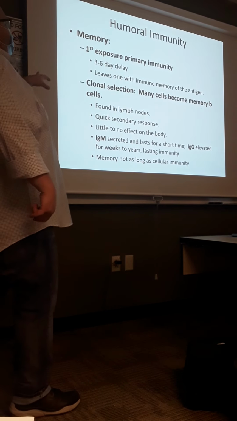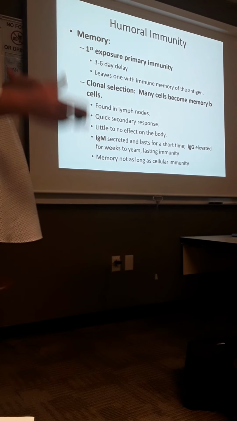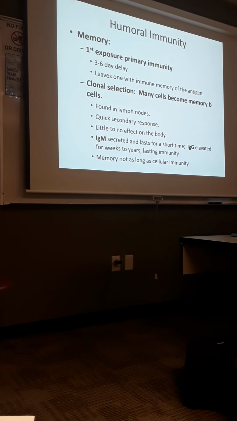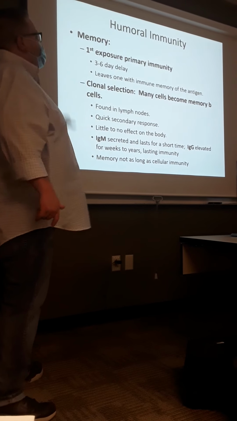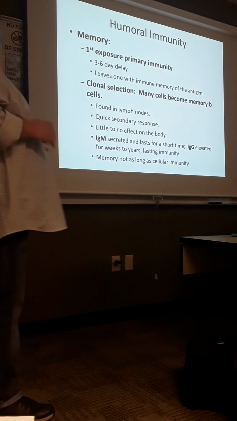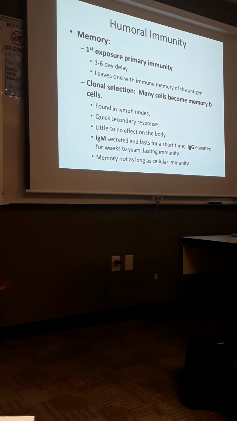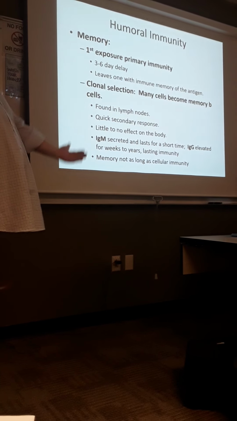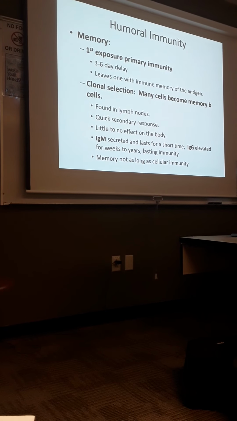Okay? And then the last step is memory. Okay? So you have those memory B cells. Remember, the first exposure is primary immunity. This is when you're first sick. Okay? That's why you're sick 3 to 6 days. It's the average time to be sick, roughly. That you have that 3 to 6 day delay. That's when you're going to have symptoms because your body is building up that immune response. You're creating those memory cells during that first period of illness.